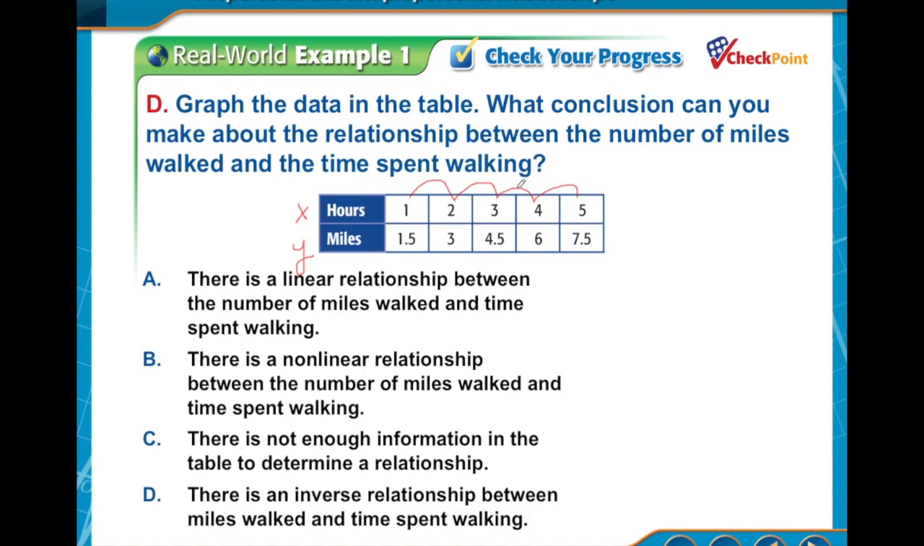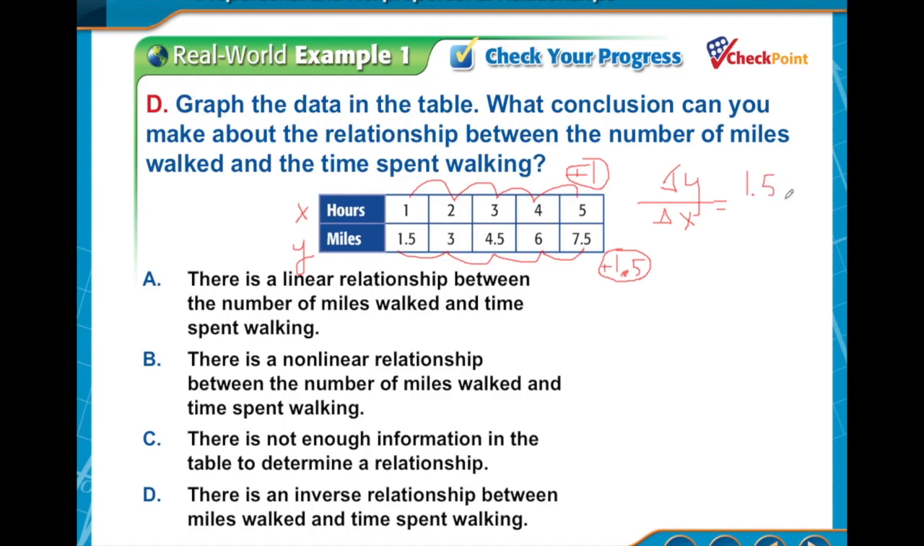As the hours go up, they're going up by 1 each time. And I'm only going to put it here once. So the change in x is 1 between each value. What is the change in y between each value? Well, it looks to me like it's going up by 1.5. So remembering that our slope is delta y over delta x, we know that the change in y goes on top. So which one is y? y is miles, 1.5.